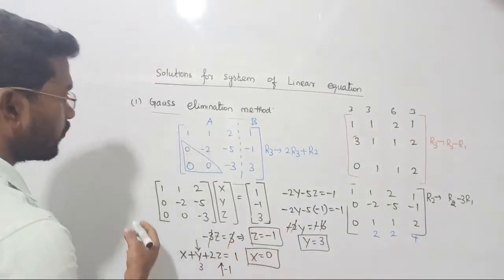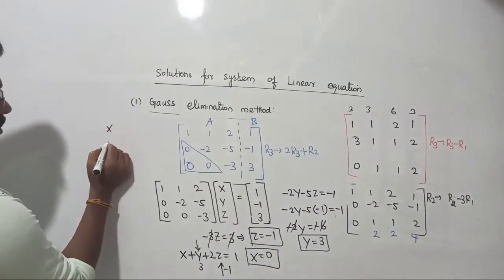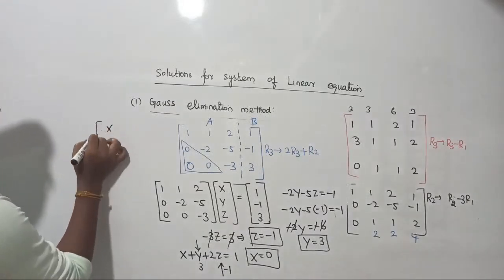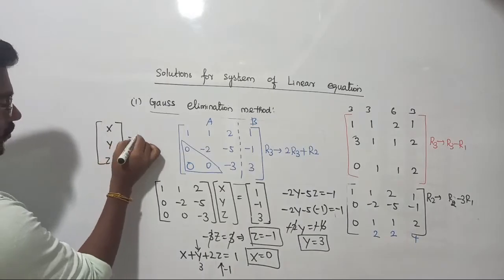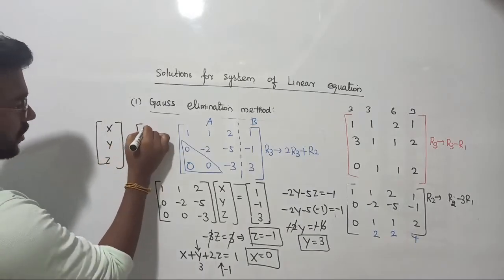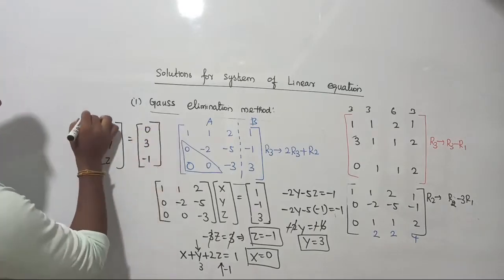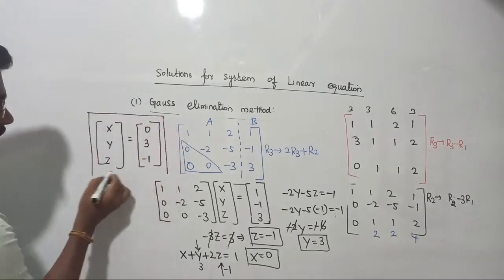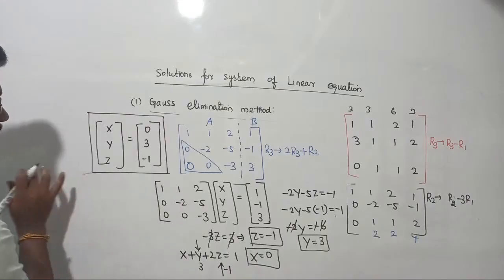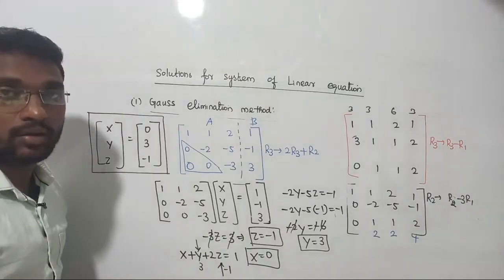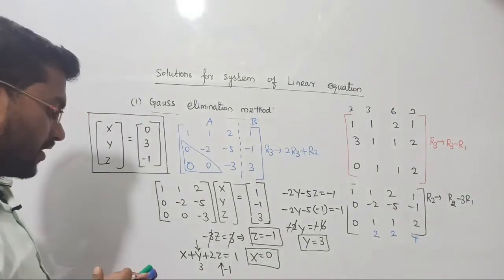So the correct solution for the given function is x, y, z can be written as, right? So answer for the given function is, the value of x is 0, value of y is 3, value of z is minus 1. Yes, we got the solution. Yes, that is all about Gauss elimination method. Clear? Is there any mistake? No. Right, now let me explain the second method.